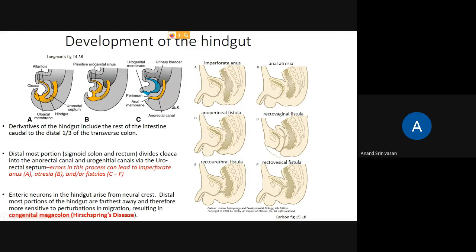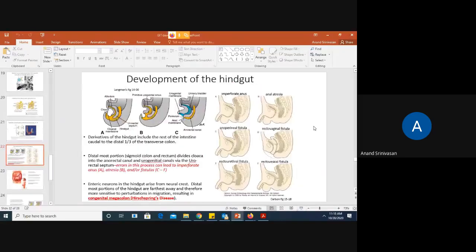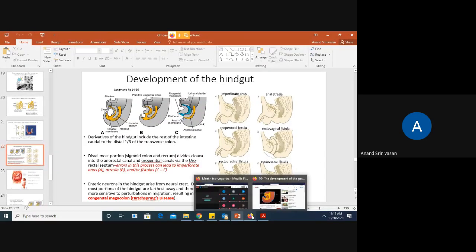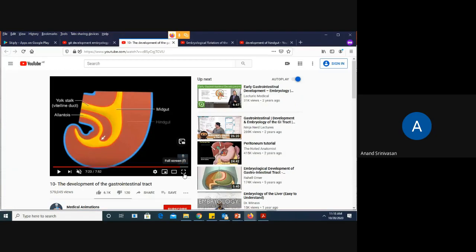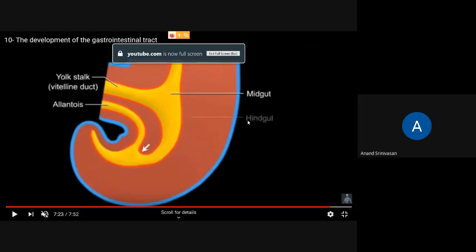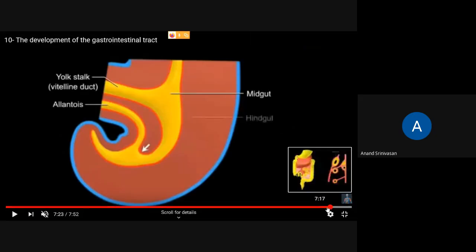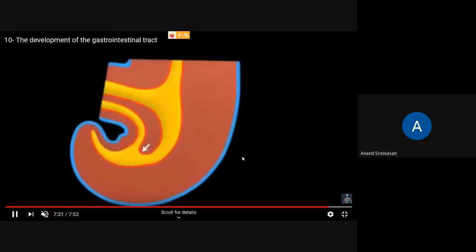Now let's go to the development of the hindgut. I'll just show you the animation first, then later on we will proceed on to the development of the hindgut. It's quite small. So the development of the hindgut.